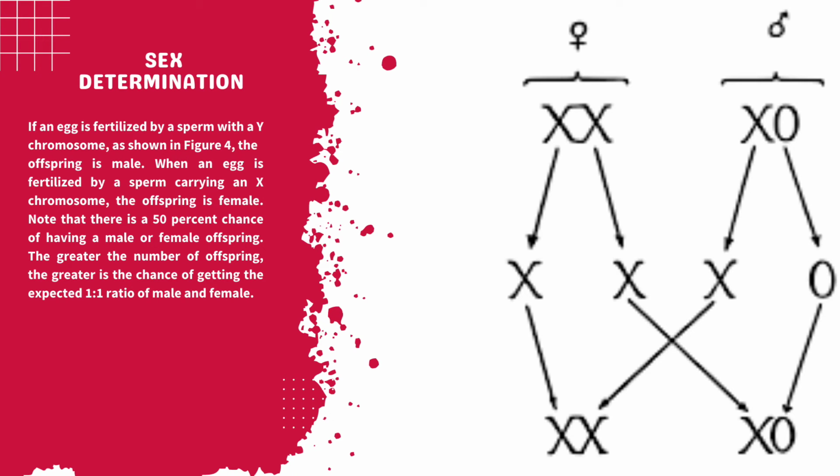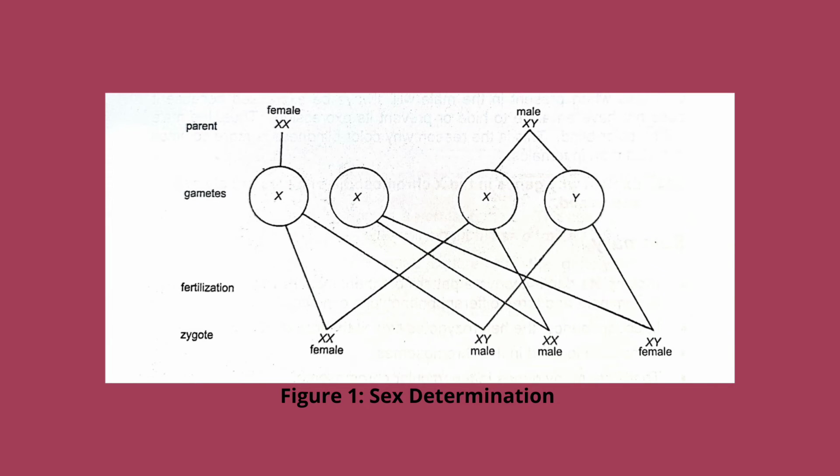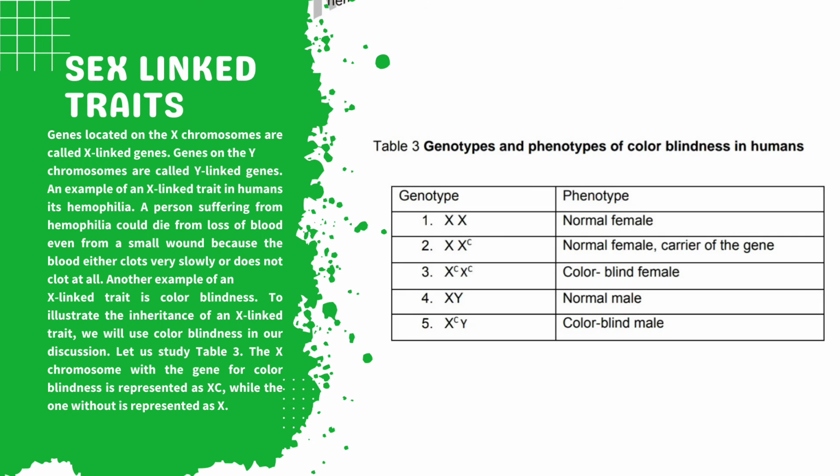Next, we have also sex determination. If an egg is fertilized by a sperm with a Y chromosome, as shown in the figure, the offspring is male. When an egg is fertilized by a sperm carrying an X chromosome, the offspring is female. Note that there is a 50% chance of having a male or female offspring. The greater the number of offspring, the greater the chance of getting the expected 1:1 ratio of male and female.